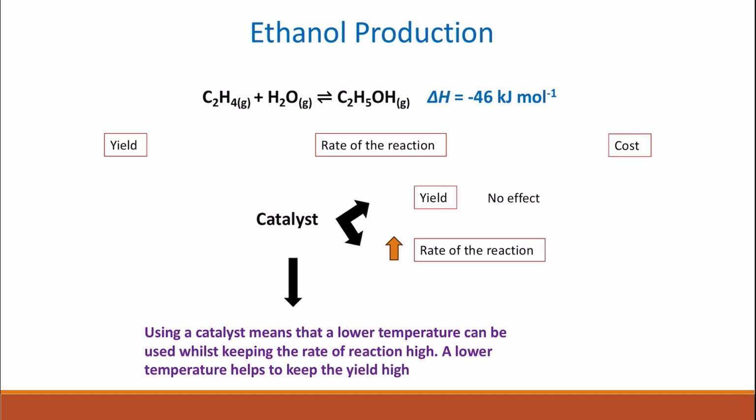So instead of waiting for a long time, which saves a lot of time for the industry, it can also allow you to do the reaction at lower temperature, especially if your forward reaction is an exothermic reaction. So if you use lower temperatures, then that means you can actually achieve good rate for the reaction and better yield with a lower cost.